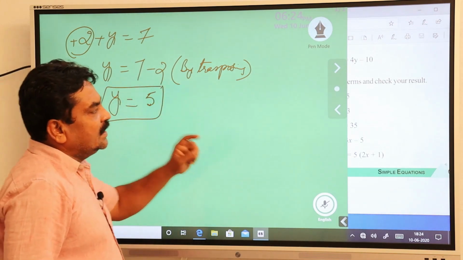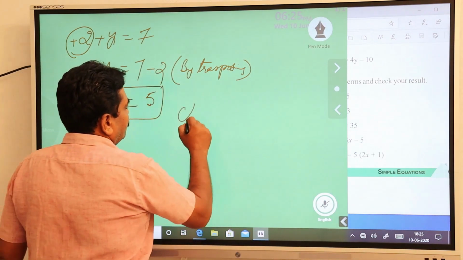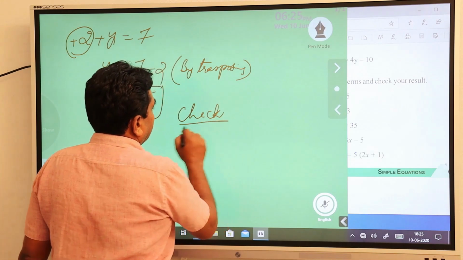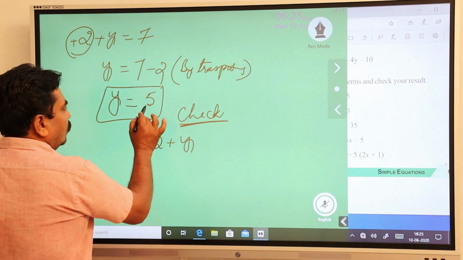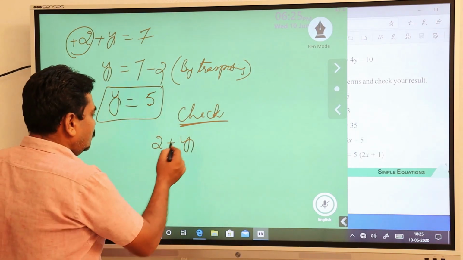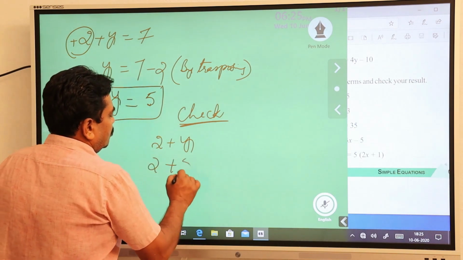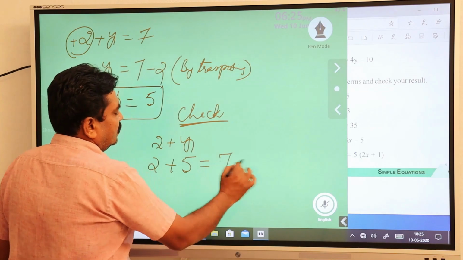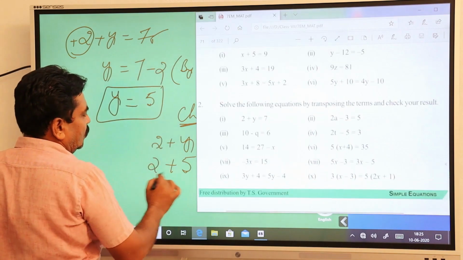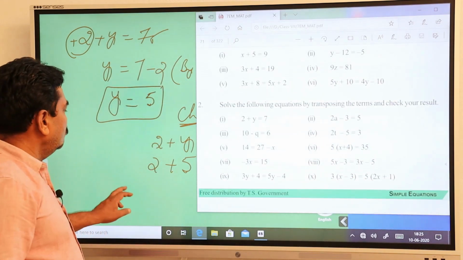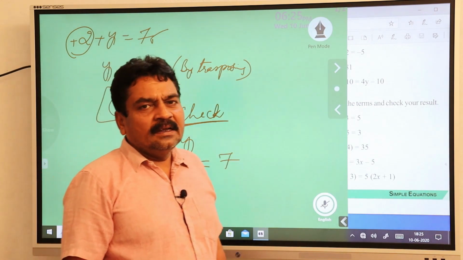You got the value, but he is asking you to check your results also. So how are you going to check? Write down "check". You have the question 2 plus y. We know the value of y is 5, so you just introduce that value. 2 plus 5 is 7. So 2 plus y is equal to 7, and you got the same thing. This is your check of the result also. In this way you are going to do it.